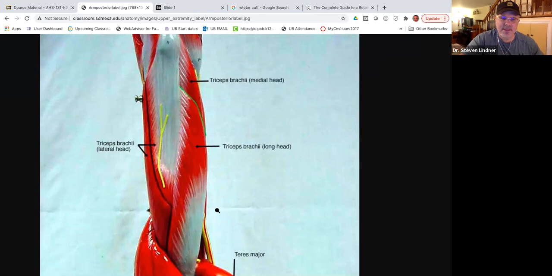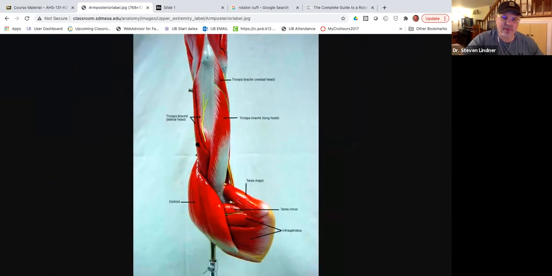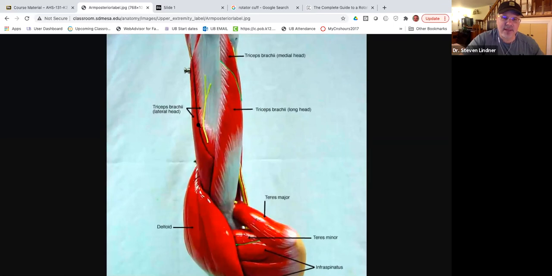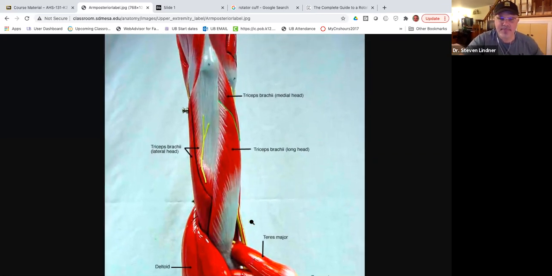major. Since we're looking at the arm from the lateral perspective, we can see the lateral head of the triceps. Here is the long head of the triceps piercing between Teres Minor and major. Here's the lateral head. On the opposite side would be the medial head of the triceps.